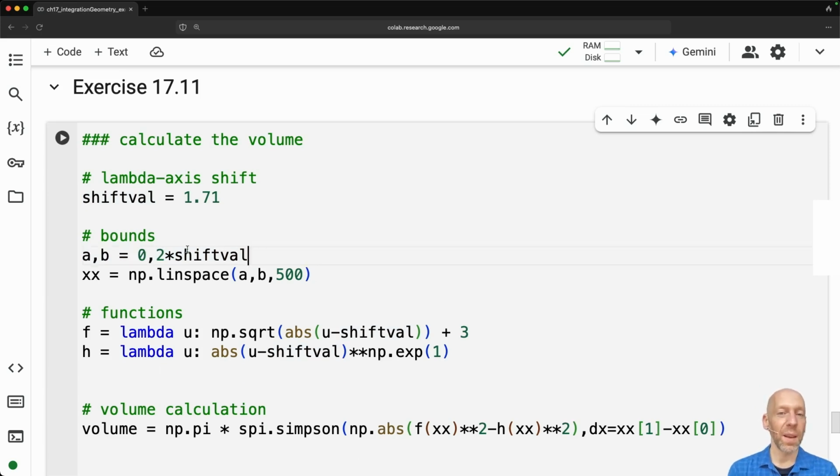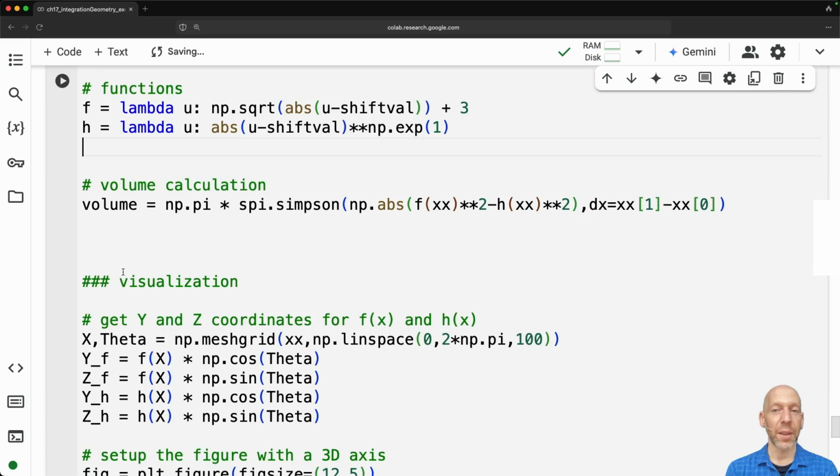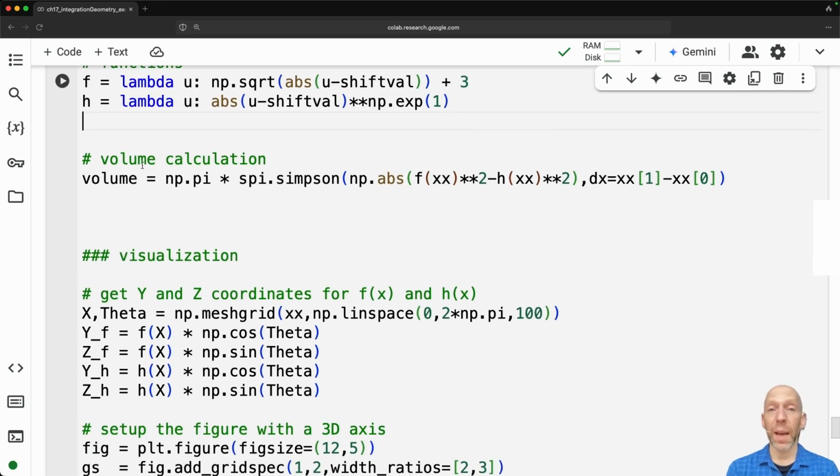With those changes, that's basically all you have to do to shift the entire function on the x-axis, or as I call it here, the lambda axis. Here is where I define the 2 functions, actually redefining these because I've already defined them earlier for exercise 3. Here is the volume calculation.